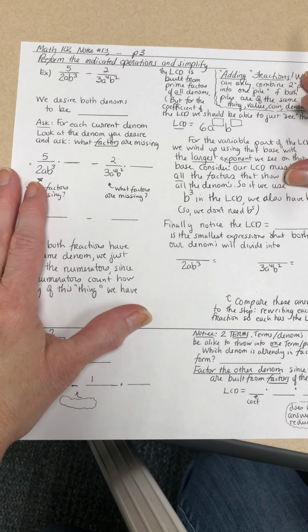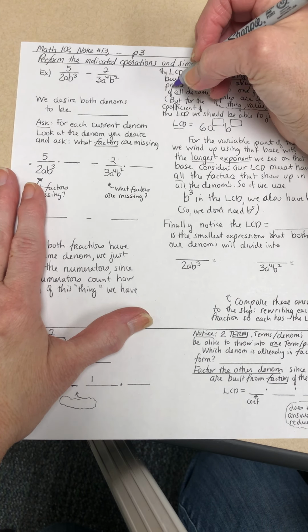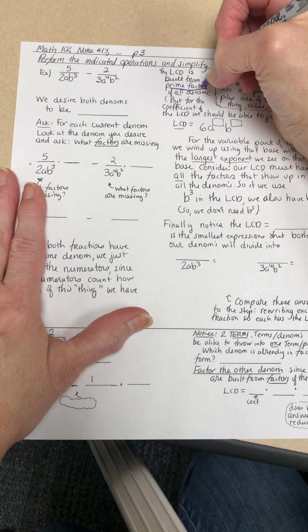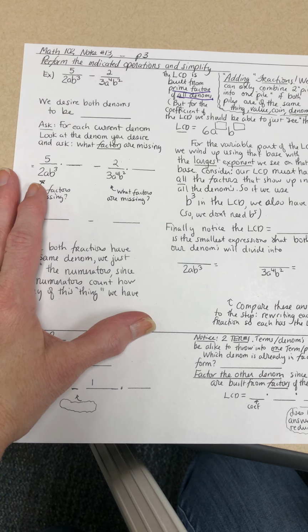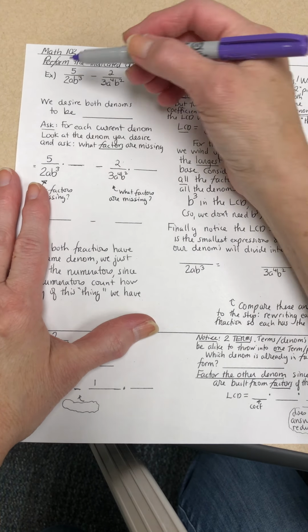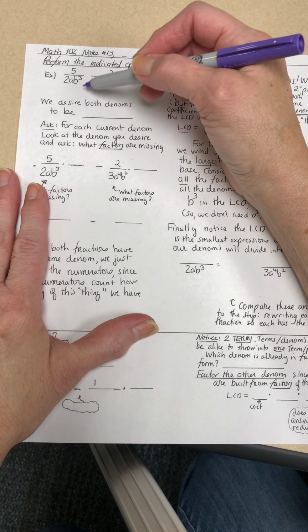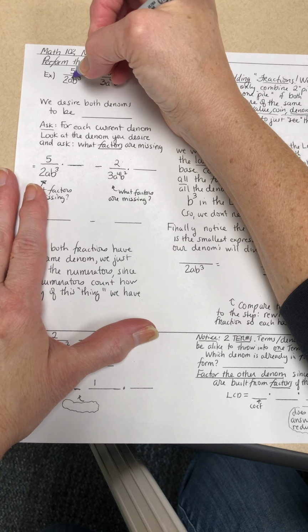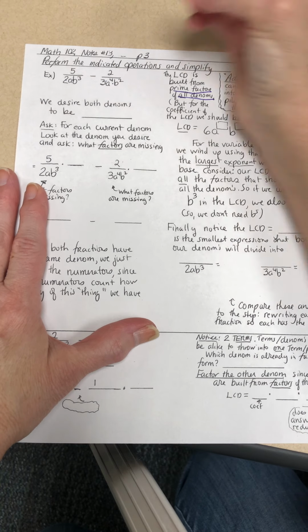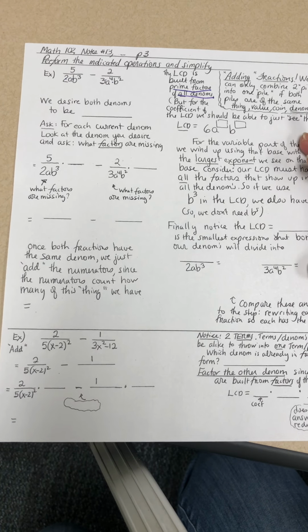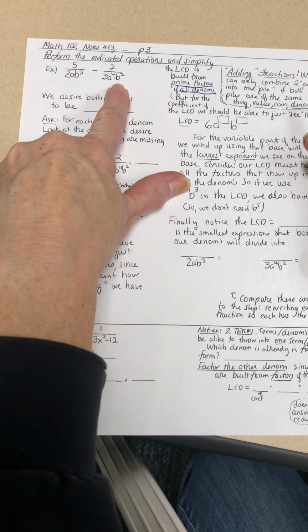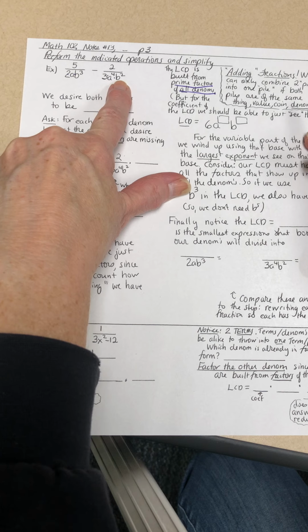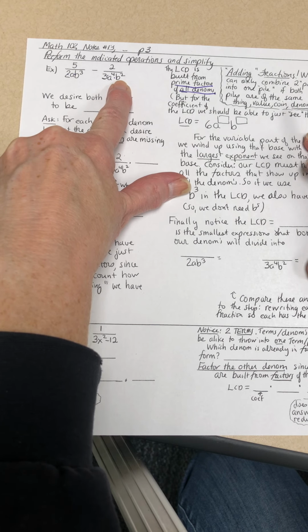Now, to get the LCD, we build the LCD from prime factors of all the denominators. So we need factors in our denominators. And check it out. These denominators are monomials. They're one-term animals. We do have factors, okay? So this is kind of the easiest type of problem we could have. Our denominators come to us factored already. So we can use these factors to build our LCD.